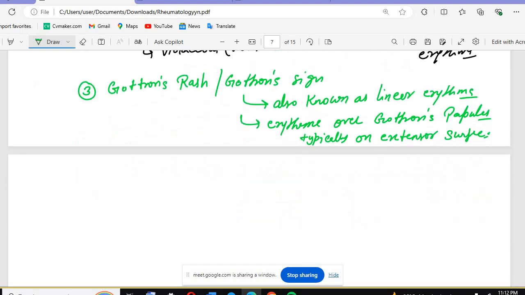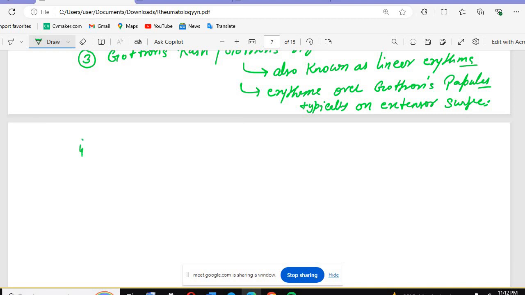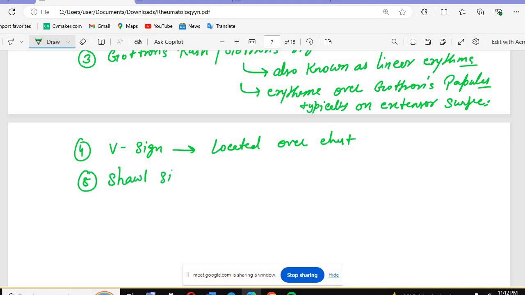Then the next sign that we are going to see here is the V sign. You will see the V sign on the chest. This is located over the chest. Then you are going to see the shawl sign. The shawl sign is present posteriorly over the back.